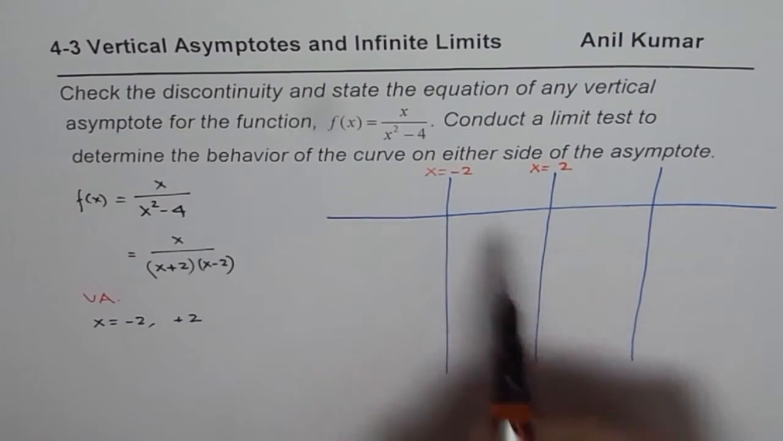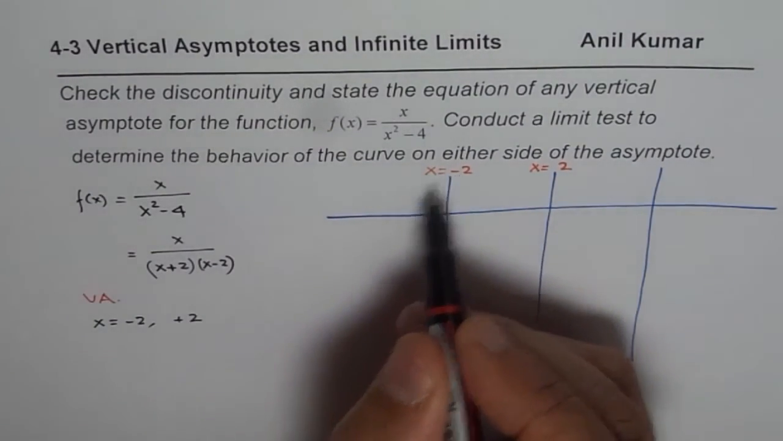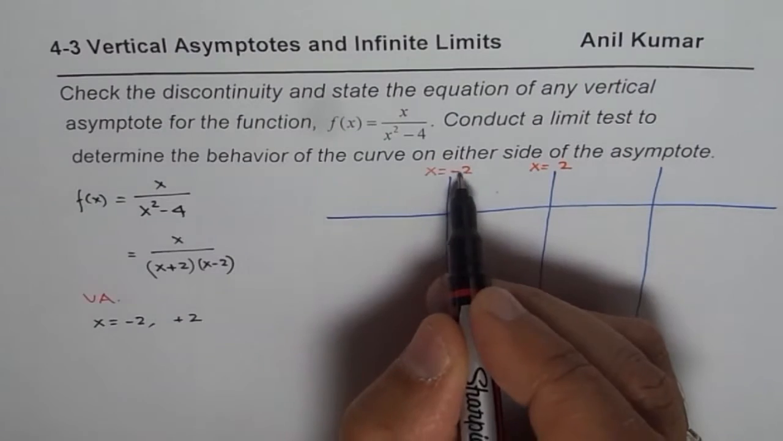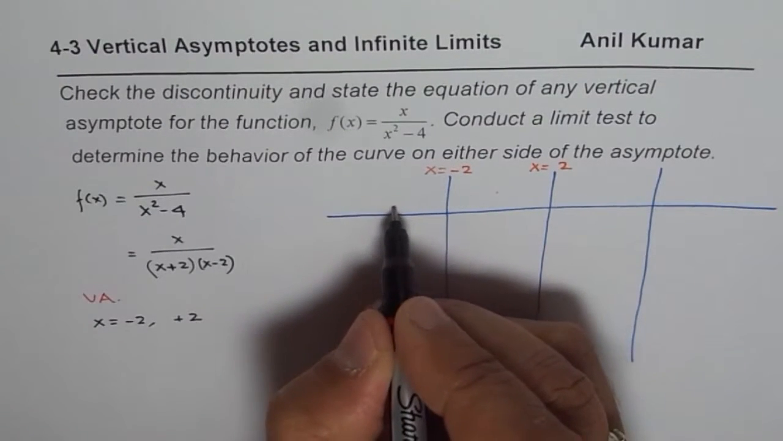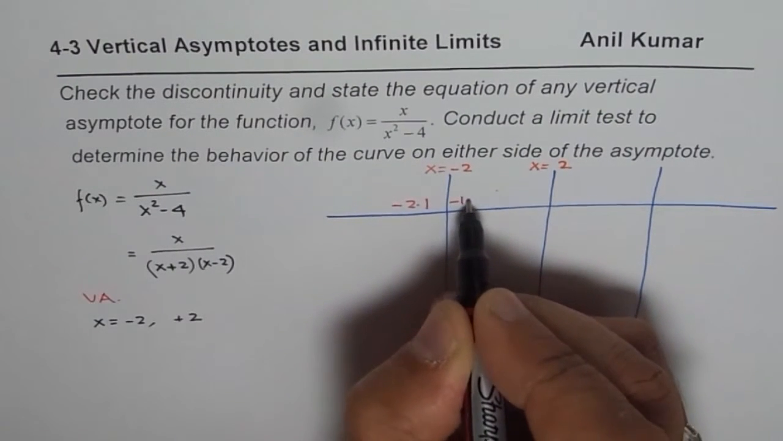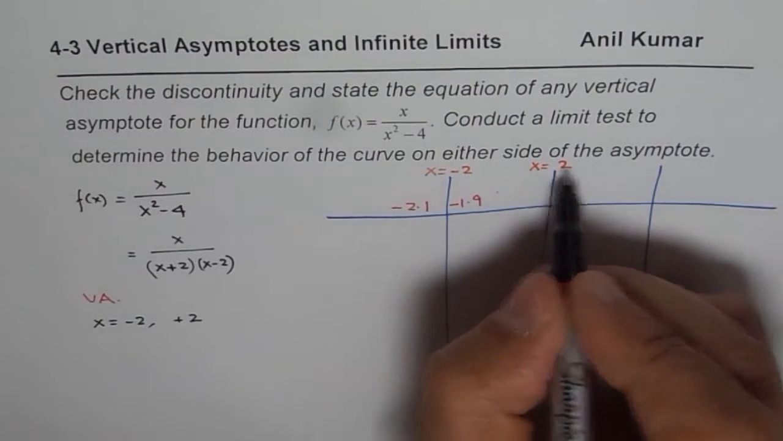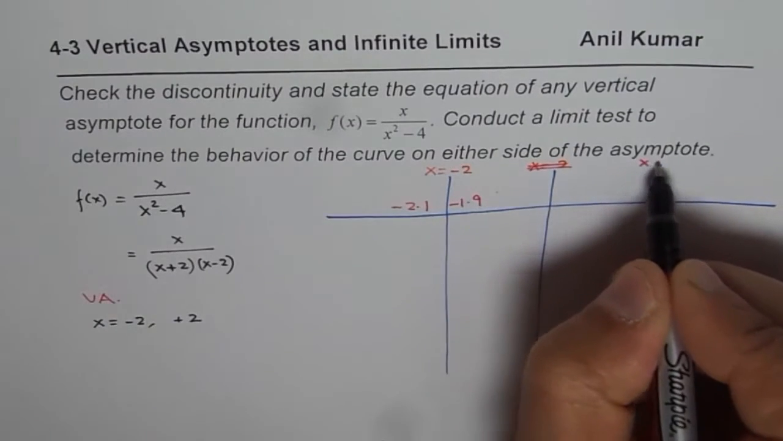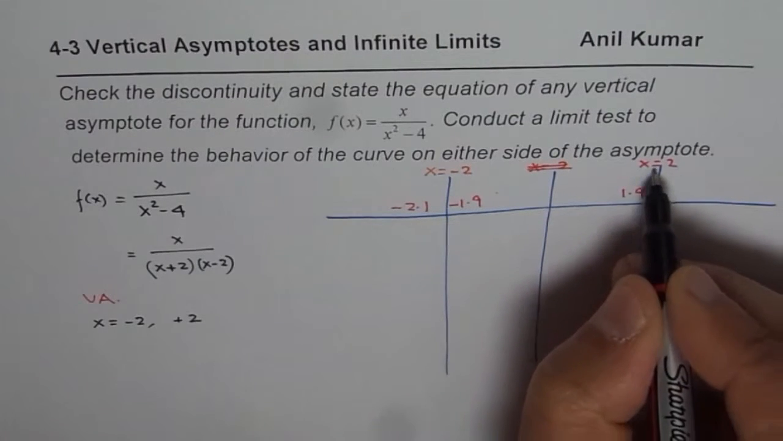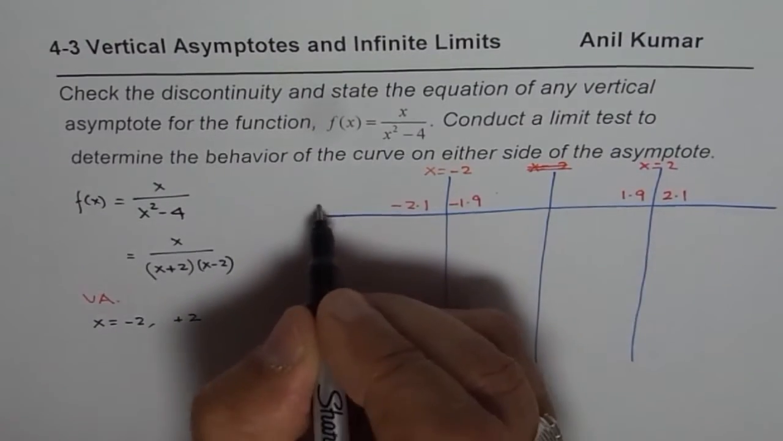Now on either side of these asymptotes we can test for points, right? On the left side of minus 2 we can think about a number line, right? So we have 0 in between. On the left side of minus 2 we could take a value as minus 2.1. On the right side we can take minus 1.9. On the left side of 2 we could take a value 1.9, and on the right side, meaning greater than 2, we can take a test value of 2.1, right? So these are our test points.